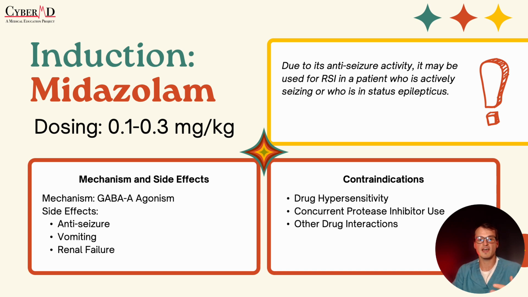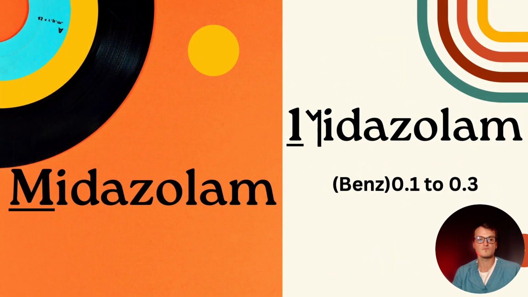This is pretty similar to ketamine in how I remember how this is dosed. So you draw one line for the start of your letter M, and then you draw 3 lines after that, and that's just how I personally remember that midazolam is 1 to 3, but remember it's a benzo, so it's 0.1 to 0.3 milligrams per kilogram for the dosing in our patients.